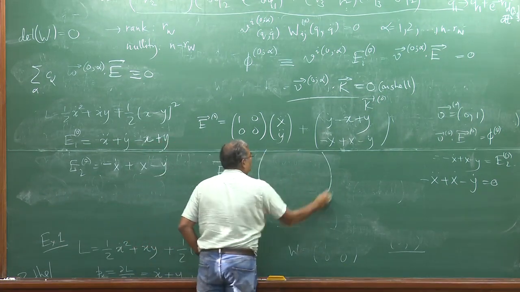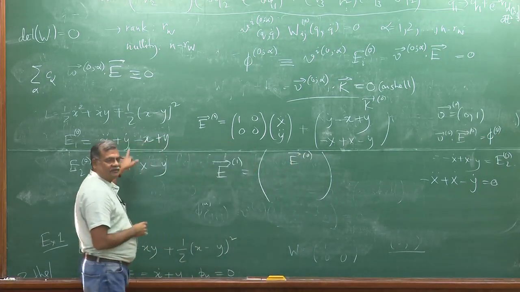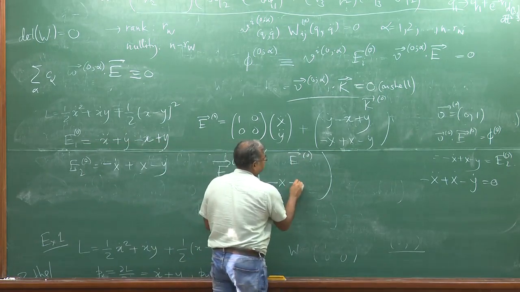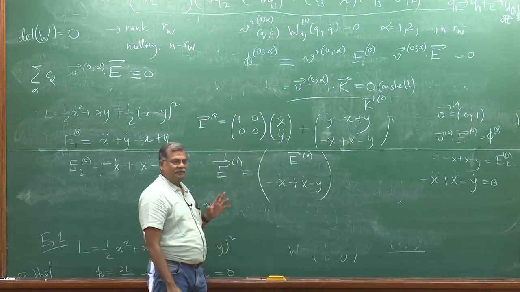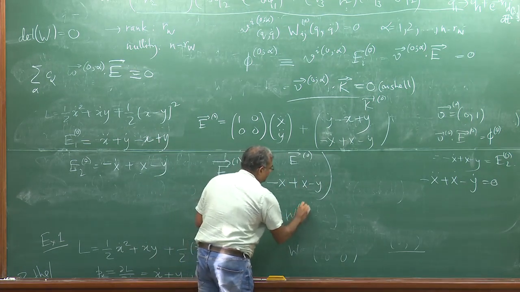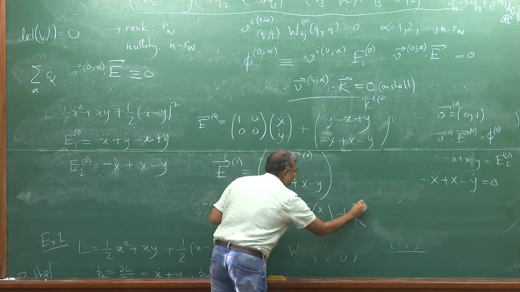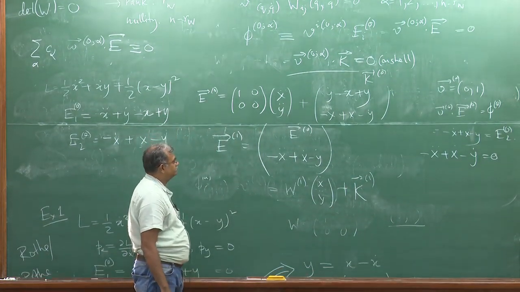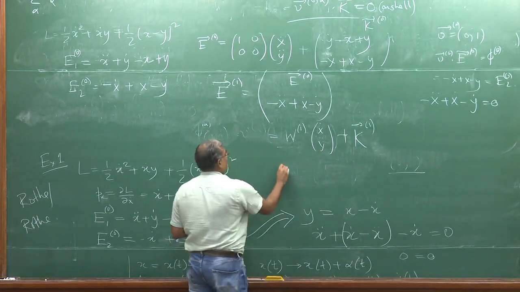Now E1 basically has the E0 on top, whatever you had, these two rows are still there. In addition to that, you have to add minus x double dot plus x dot minus y dot. Okay? So now you have W1 times this plus K1. This is the 1th order. So what are those? So what is W1?